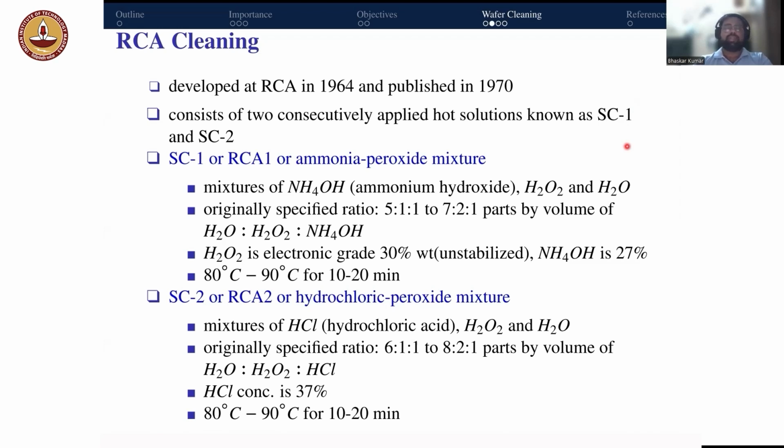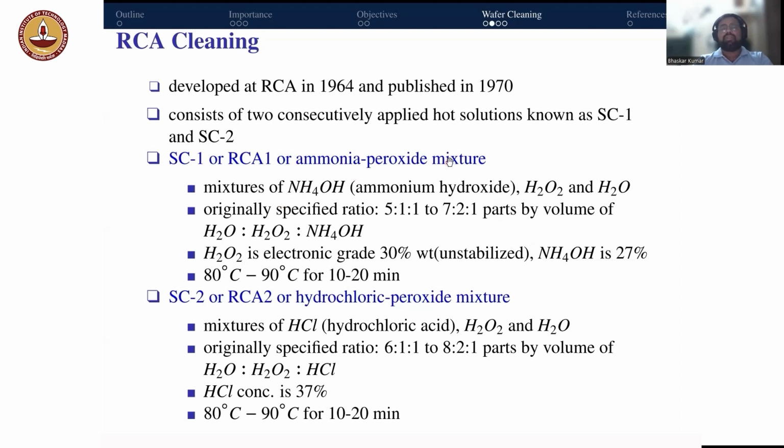These are actually peroxide mixtures. The recipe that I've written here is that of the original published work, and since then there have been some modifications in order to accommodate the need for controlled cleaning procedures. So here I will discuss the original sequence that is still very commonly used in the industry.